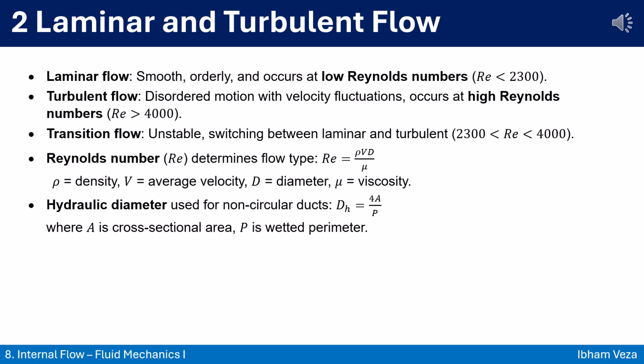divided by mu, where rho is density, V is average velocity, d is diameter, and mu is viscosity. It's a powerful, dimensionless number that lets us predict behavior based on flow conditions. For ducts that aren't circular, like rectangular or annular pipes, we replace diameter with the hydraulic diameter. It's defined as 4A over P, where A is the cross-sectional area and P is the wetted perimeter. This allows us to extend our analysis to a wide variety of engineering systems.